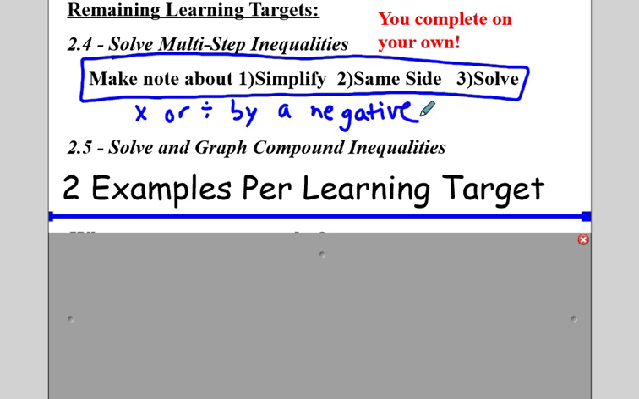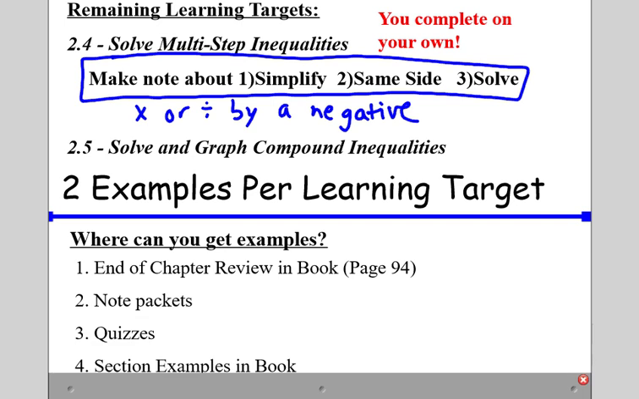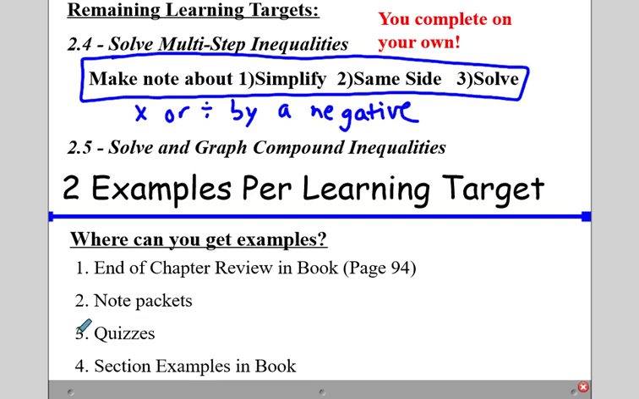Then in 2.5, solve and graph compound inequalities. That was your and or inequalities. I don't have the quizzes to pass back to you, so you can't use the quizzes as examples. So where can you pull your examples from? I would then say, because I haven't got the quizzes back to you, there's 3.